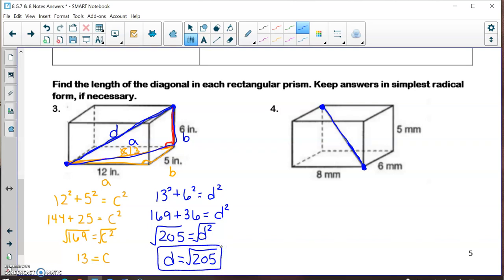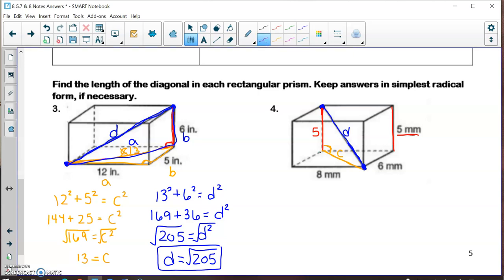All right, number 4. My blue diagonal with this red vertical line and this yellow line create a right angle. Now my red vertical line is the same length as this vertical line over here, so my red vertical line is a length of 5. But my yellow line, I don't know what that is. I'm going to label that as C, and sorry, I'm going to label my diagonal as D. So on this right triangle, we don't have enough information to find my diagonal.